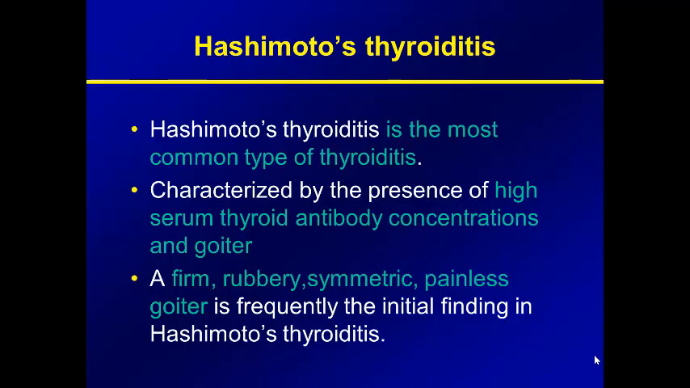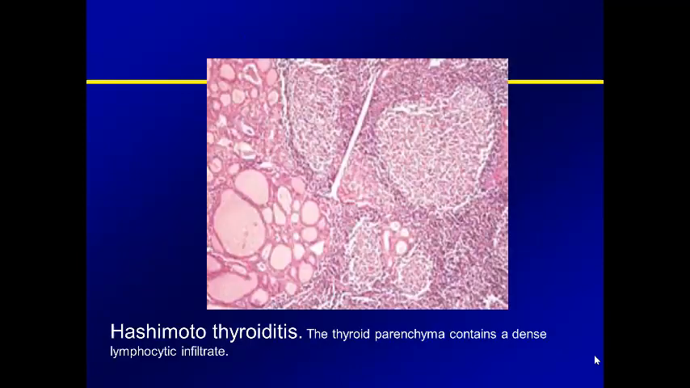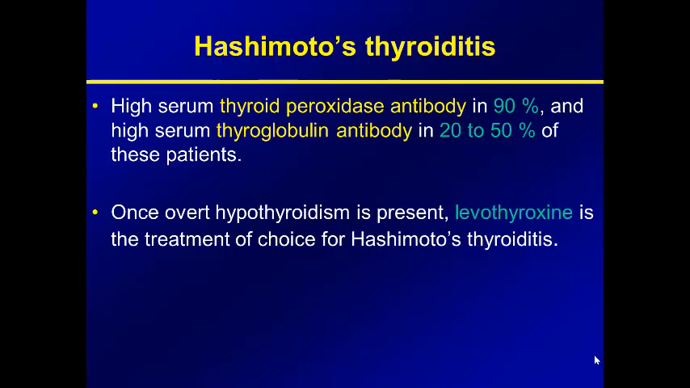Hashimoto thyroiditis is the most common type of thyroiditis. It is characterized by the presence of high serum thyroid antibodies: anti-thyroglobulin antibody and anti-thyroid peroxidase. On examination, a firm, rubbery, symmetric, painless goiter is frequently the initial finding. So your patient with Hashimoto thyroiditis has a diffuse goiter, enlarged like Graves in the first stage.